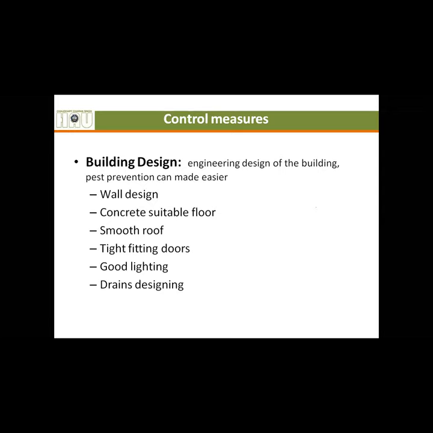Good building design, engineering design of the building, can prevent pests: wall design, suitable concrete floors, smooth roofs, tight fitting doors, good lighting, drain design. Drains are designed so that water should not be stagnant in the processing area itself, and they are perfectly screened, so that rodents and cockroaches from the drains should not enter our production area.